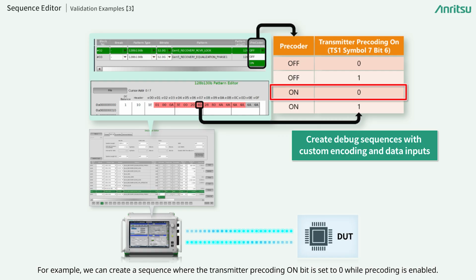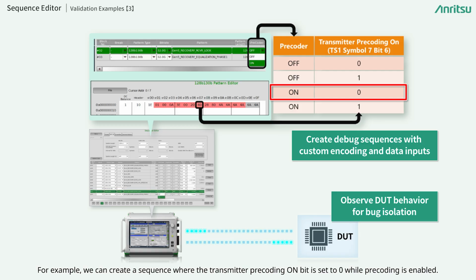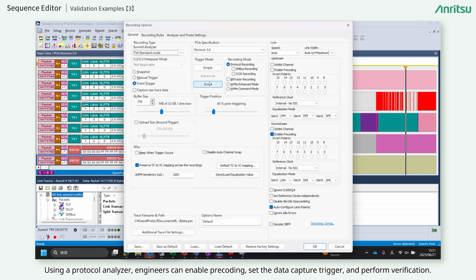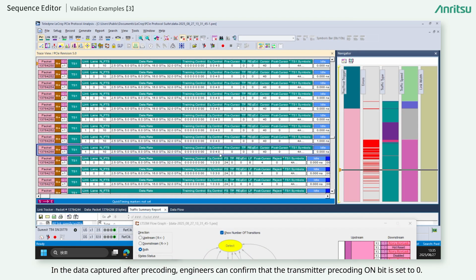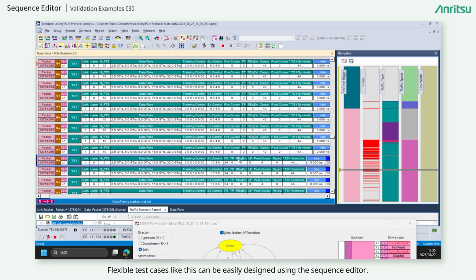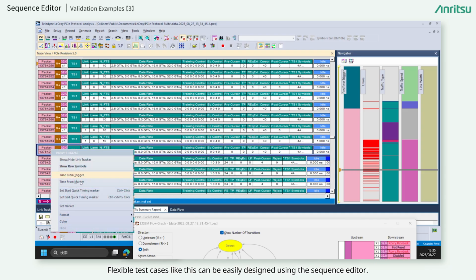For example, we can create a sequence where the transmitter precoding on bit is set to 0 while precoding is enabled. Using a protocol analyzer, engineers can enable precoding, set the data capture trigger, and perform verification. In the data captured after precoding, engineers can confirm that the transmitter precoding on bit is set to 0. Flexible test cases like this can be easily designed using the sequence editor.